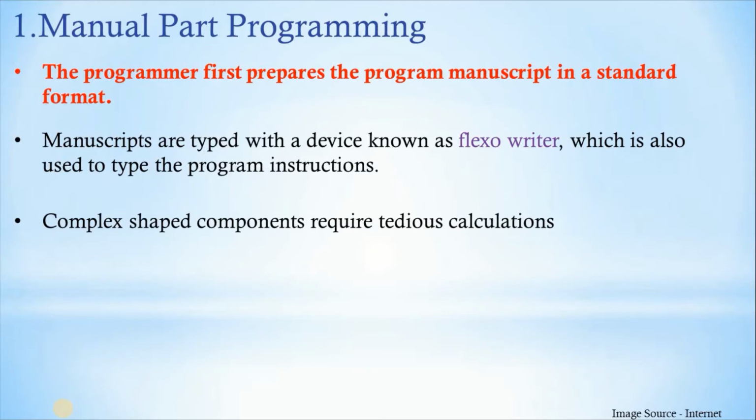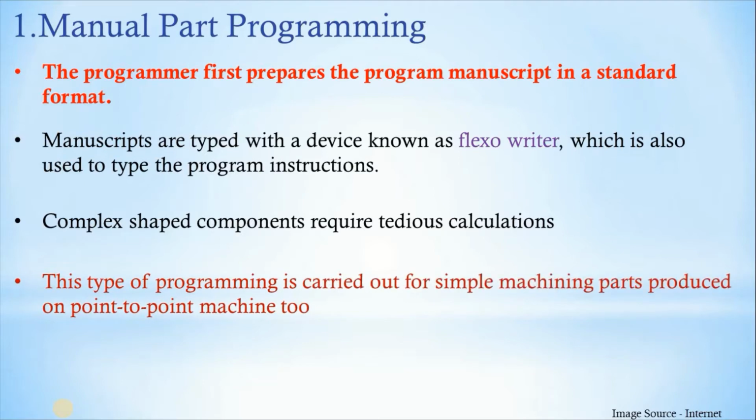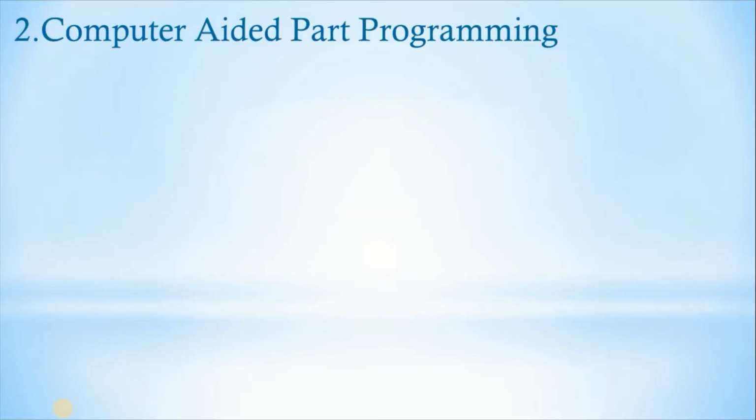Complex components require tedious calculations, so this type of program is carried out for simple machining parts produced on a point-to-point machine tool. In manual part programming, for a complex component we have to do calculations for taper angle and other things, which are tedious. So we use manual part programming for simple parts on a point-to-point machine tool.